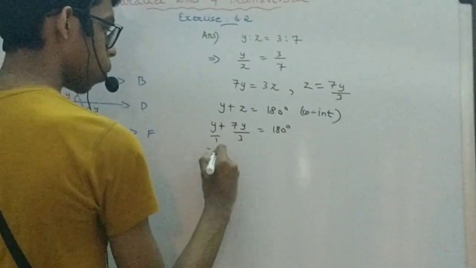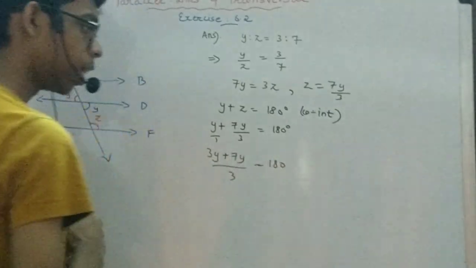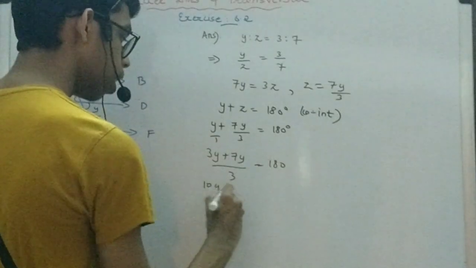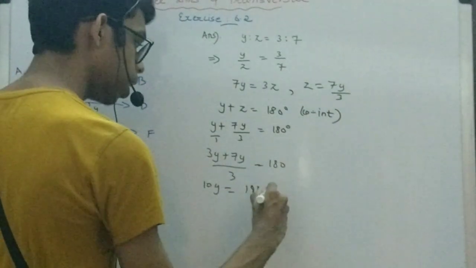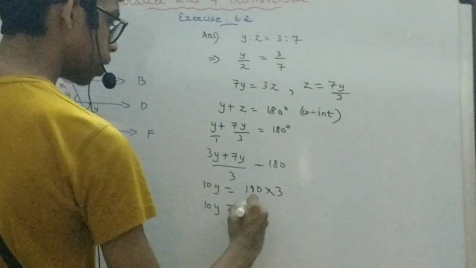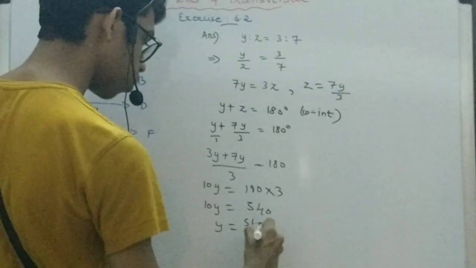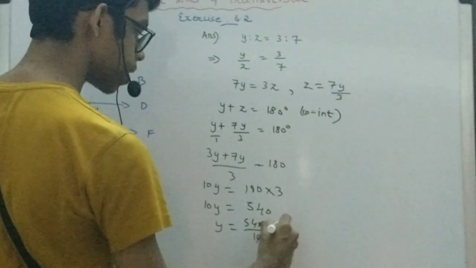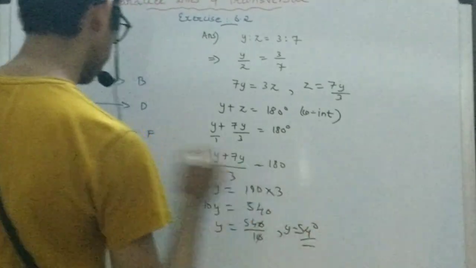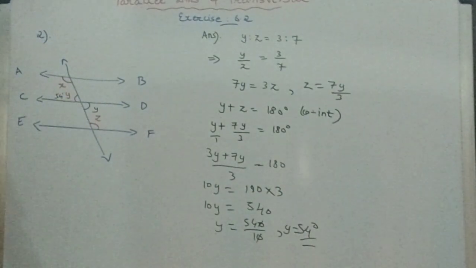So you can just cross multiply: 3y plus 7y by 3 is equal to 180 degrees. So 7 plus 3, 10y is equal to 180 into 3. So 10y is equal to 180 into 3, which is equal to 540. So from here we will be getting y is equal to 540 by 10. So this 10 and this 10 cancel. So from here you will be getting y is equal to 54 degrees. So from here we found angle y is equal to 54 degrees.